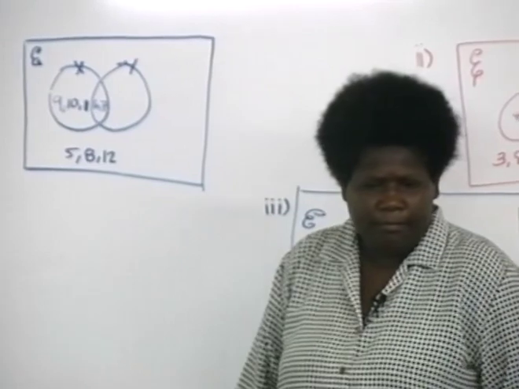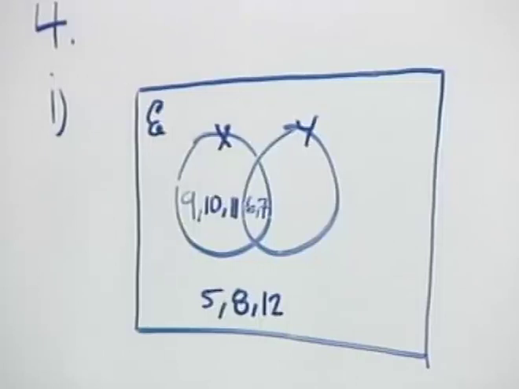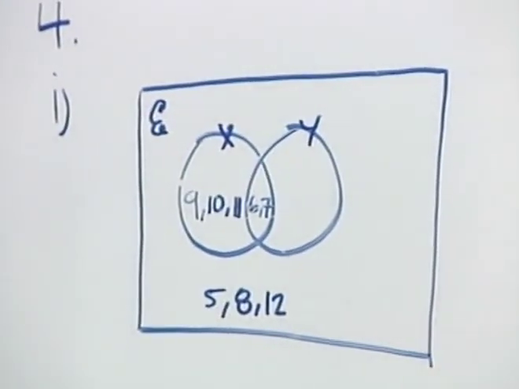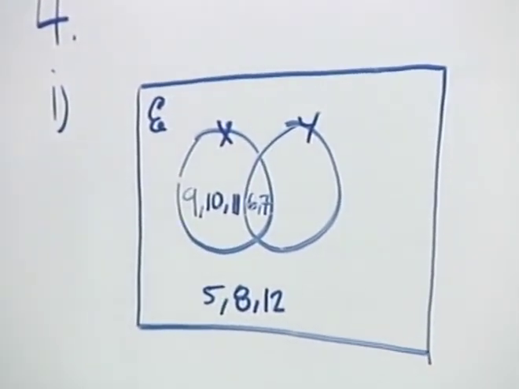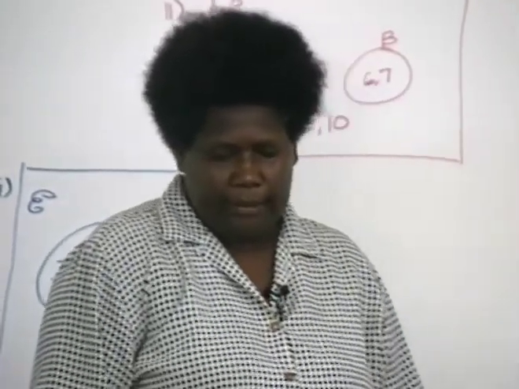Why is it wrong? X intersection Y is 6 and 7. This 6 and 7 is X intersection Y. It's correct. It doesn't mean that X here is a null set. It's Y. Y contains the numbers 6 and 7. So it's correct. The diagram is correct.